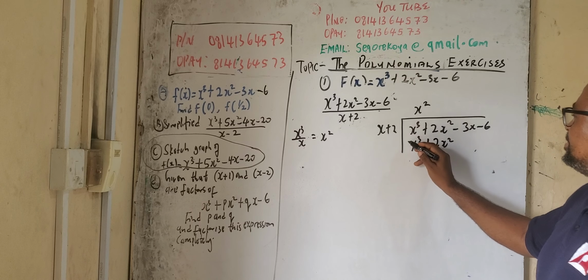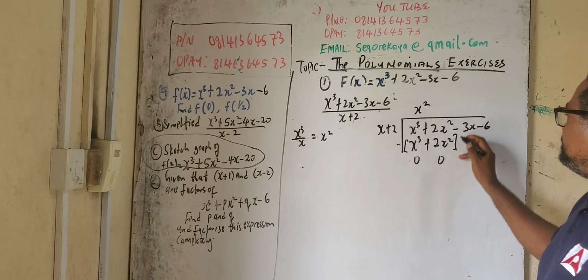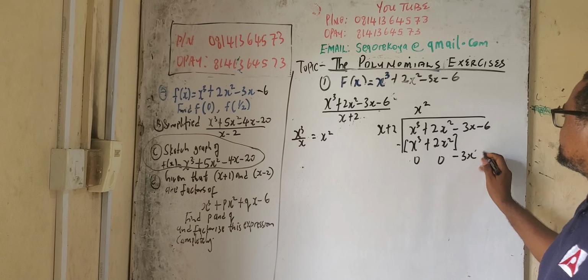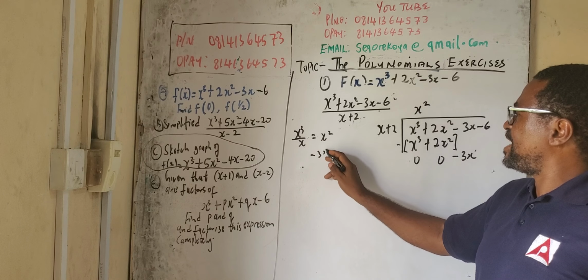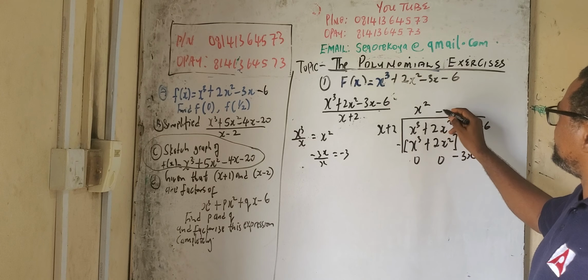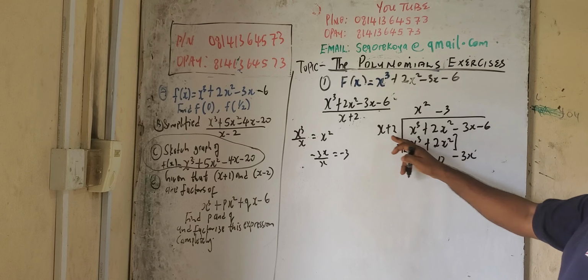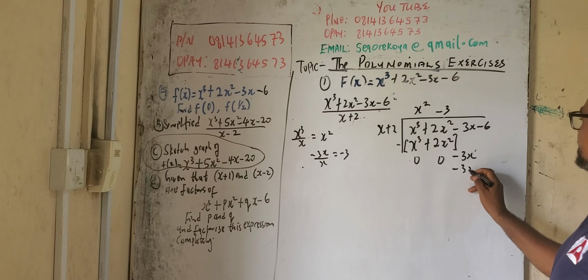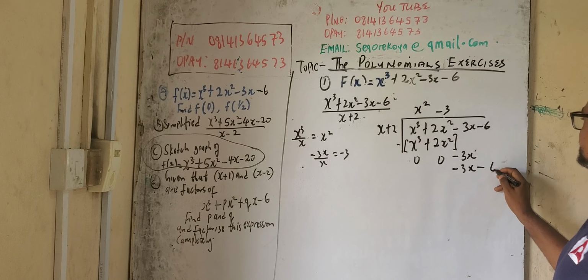After we have done that, subtract. When you subtract, we have 0. Bring the next one down, that's minus 3x. Use this x to divide minus 3x. We have minus 3x divided by x, that will give me minus 3. So you write this minus 3 there. Use these two to multiply this minus 3. x times minus 3 will give me minus 3x. Plus 2 times minus 3 will give me minus 6.